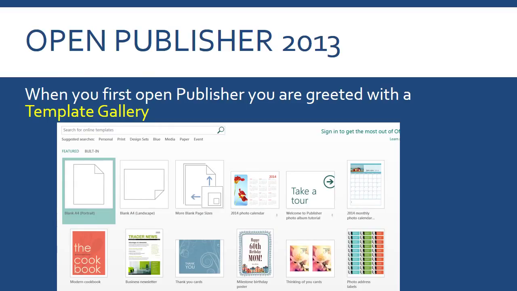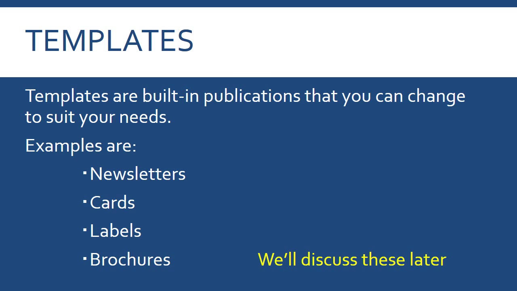When you first open Publisher 2013, you're greeted with a template gallery. Templates are built-in publications that you can change to suit your needs. Examples are newsletters, cards, labels and brochures, and we'll discuss these later.